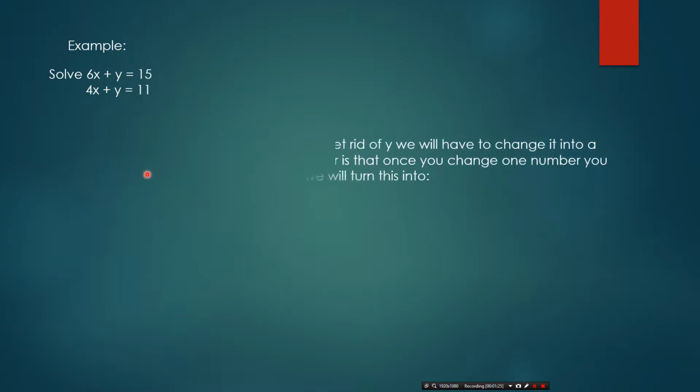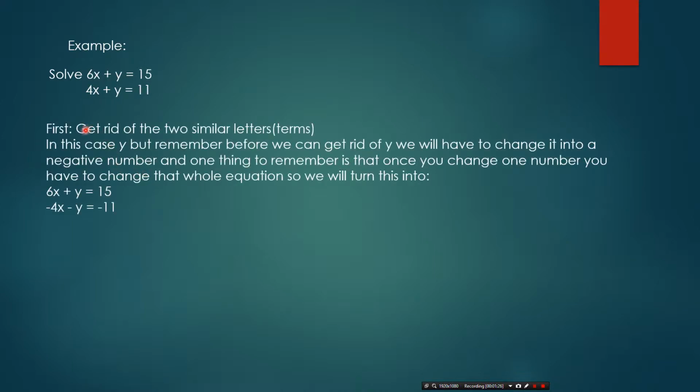The first thing you need to do is get rid of these two similar letters, or terms. In this case it's y, because we don't need to multiply or do anything to get them the same, since both of them are one y. By the end we have to find what y equals and what x equals. So first we have to get rid of y.